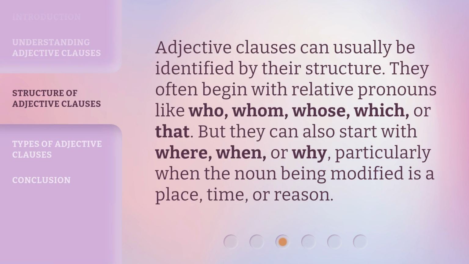Adjective clauses can usually be identified by their structure. They often begin with relative pronouns like who, whom, whose, which, or that. But they can also start with where, when, or why, particularly when the noun being modified is a place, time, or reason.